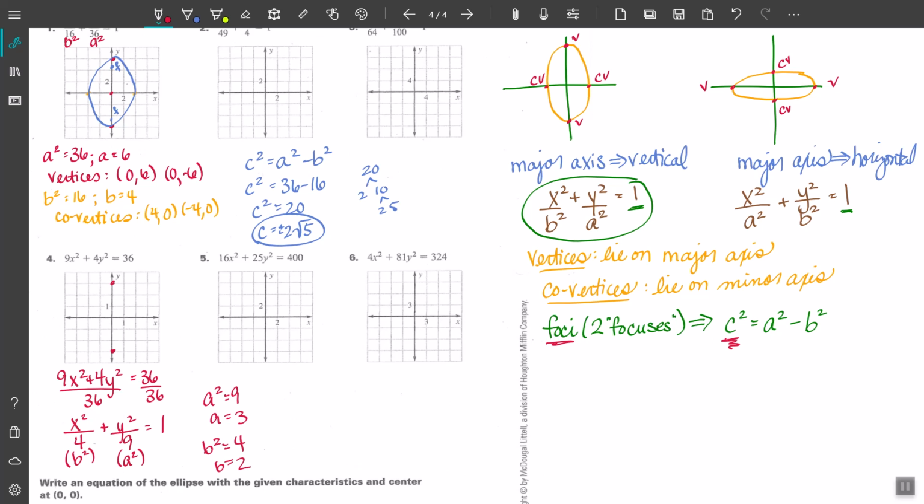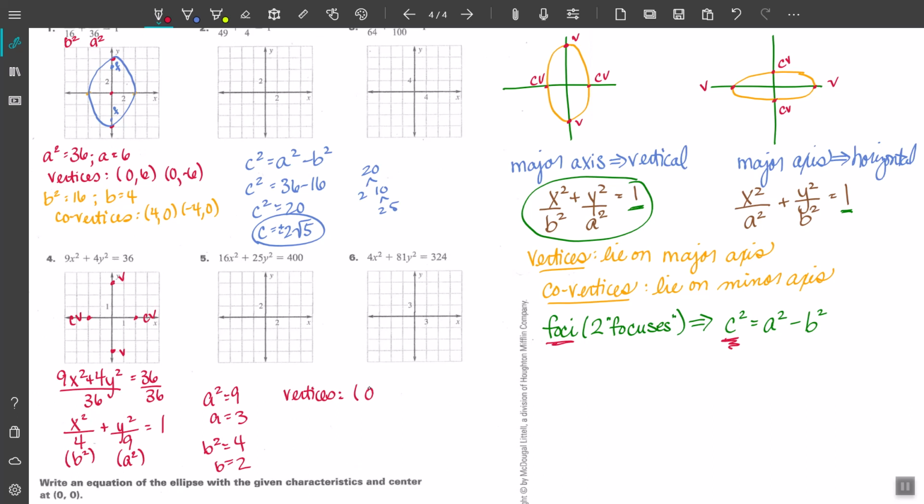So my b is going to be 2. I'll go right and left 2. So my vertices are on the major axis, these points here, and co-vertices are here. If I were asked to write out the coordinate pairs, then I could do that.